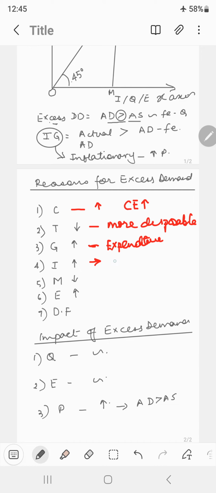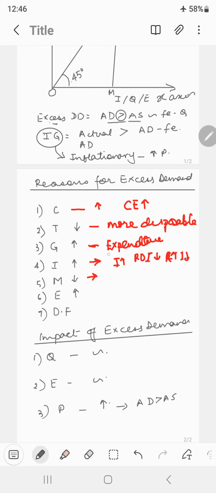If increase in investment is taking place because rate of interest has gone down. We have studied that investment is inversely proportional to the rate of interest. If interest rate goes up, the investment goes down, and this we can put, if rate of interest goes down, investment goes up. So if the investment expenditure increases, meaning more money coming in the hands of the public, which means that the excess demand would be created in the economy.